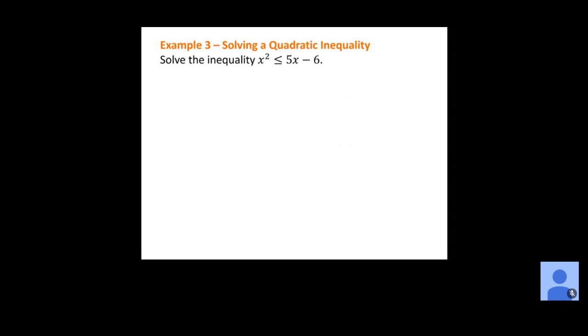All right, so here we go. We've got this inequality, x squared less than or equal to 5x minus 6, and we want to solve. Now, our first step is we're going to move everything to one side. So in this case, I've already got the x squared on the left. I'm just going to move everything else that way too. So I'm going to subtract the 5x, and I'm going to add the 6. So that's going to give us x squared minus 5x plus 6 less than or equal to, and now we have a 0 on the right-hand side.